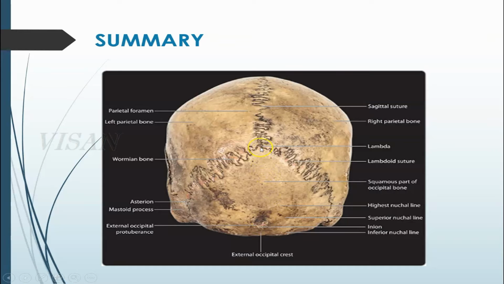The lambda in the fetal skull is called the posterior fontanelle, which fuses at the age of 2 to 3 months after birth. The asterion in the fetal skull is called the posterolateral fontanelle, which fuses at the age of 1 year after birth.